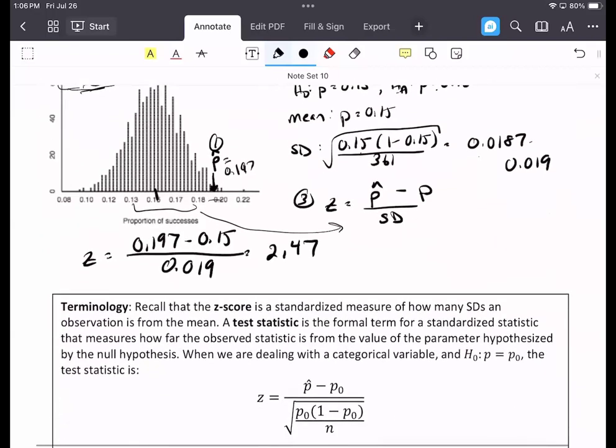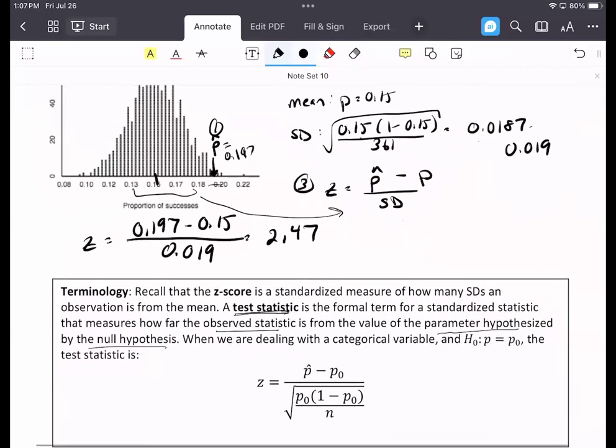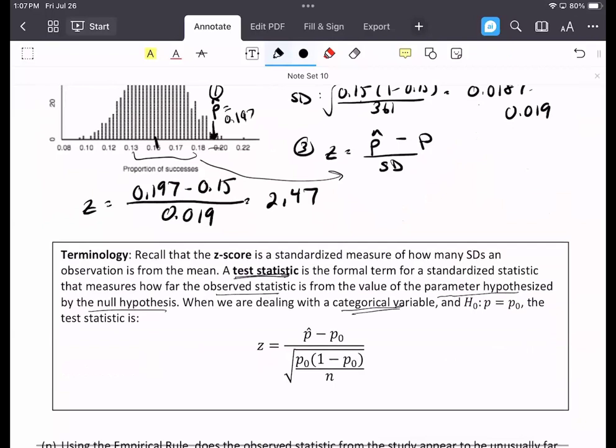So recall that the z-score is a standardized measure of how many standard deviations an observation is from the mean. A test statistic is the formal term for a standardized statistic that measures how far the observed statistic is from the value of the parameter hypothesized by the null hypothesis. When we're dealing with categorical variables, we're going to say the null is p equals p naught. That's p naught, not p sub 0, which is better terminology.